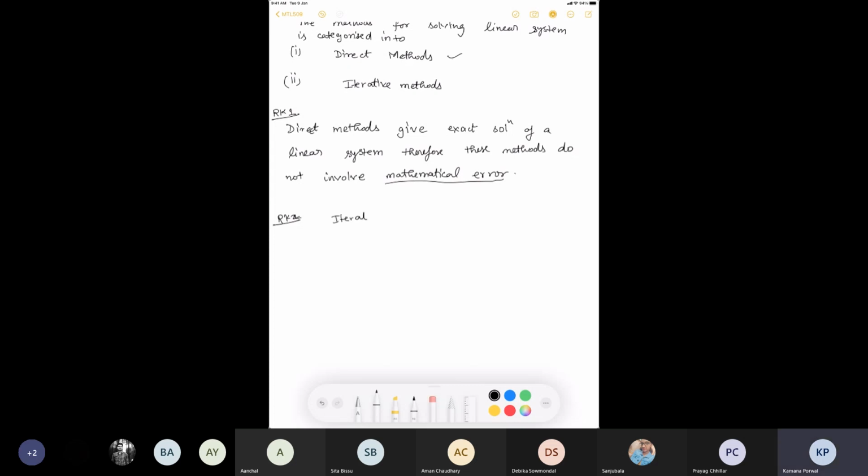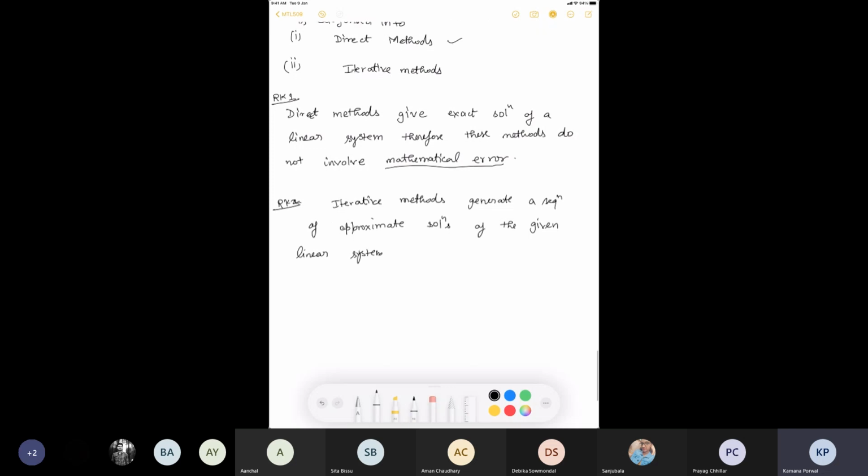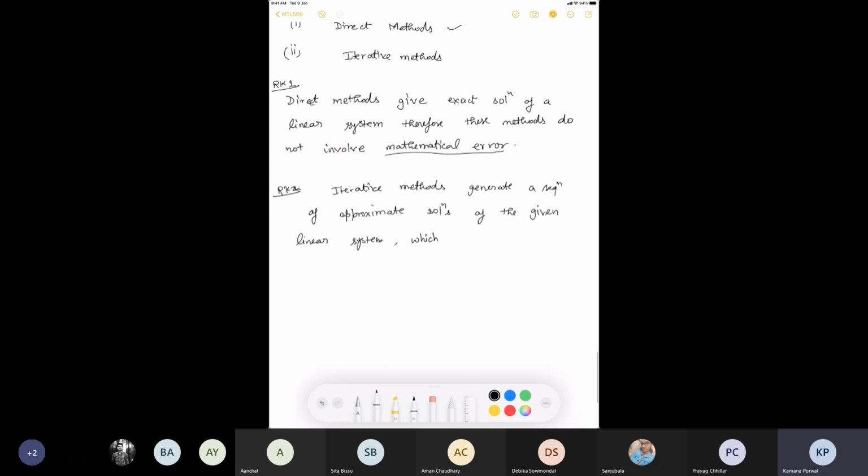So iterative methods generate a sequence of approximate solutions of the given linear system, and this sequence is expected to converge to the exact solution.